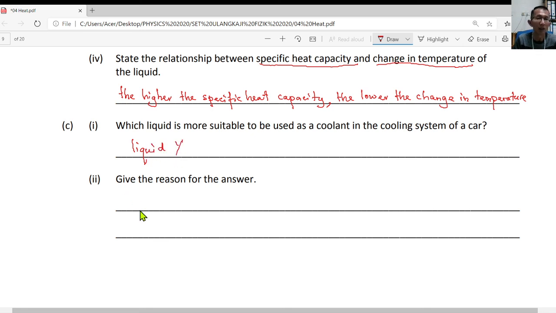What's your reason? Because it heats up slower. Or you can also say the change in the temperature is lower. So you can write any one of these two.